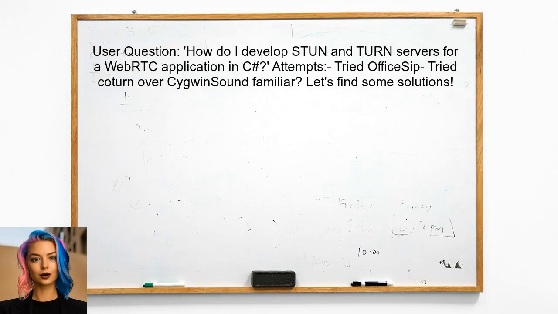One user recently asked, "How do I develop stun and turn servers for a WebRTC peer-to-peer application in C#?" They mentioned trying OfficeZip and CoTurn over Cygwin without success. Sound familiar? Let's dive into this and find some solutions.